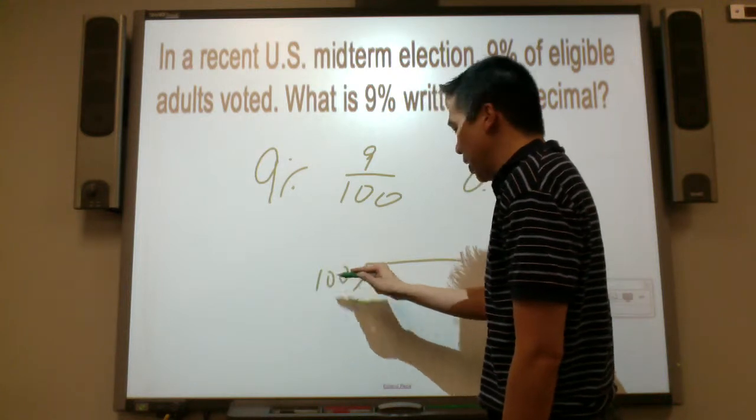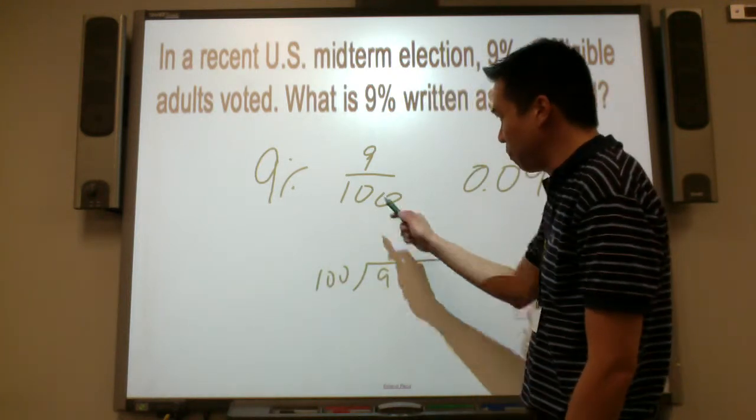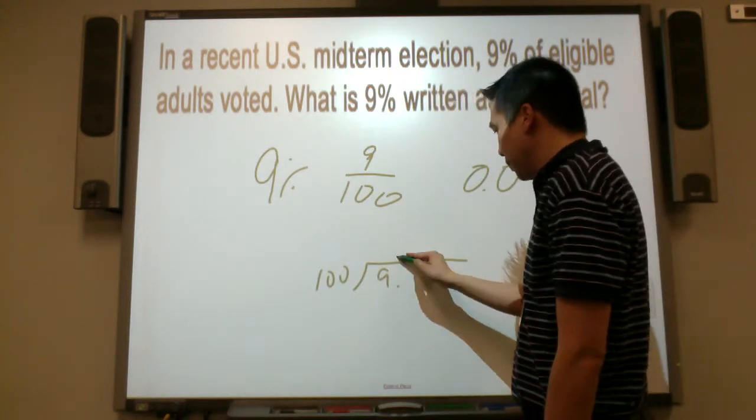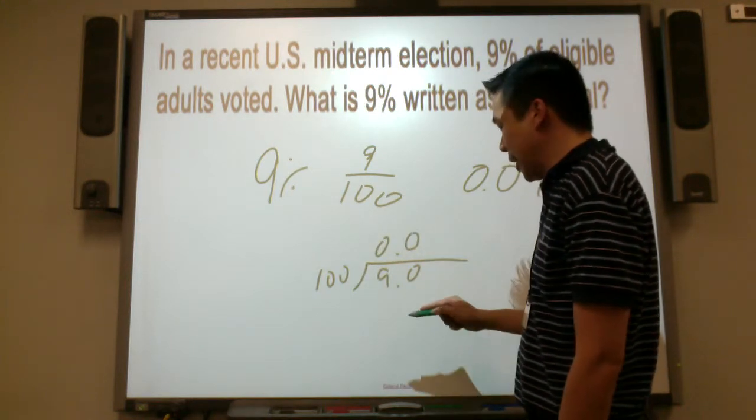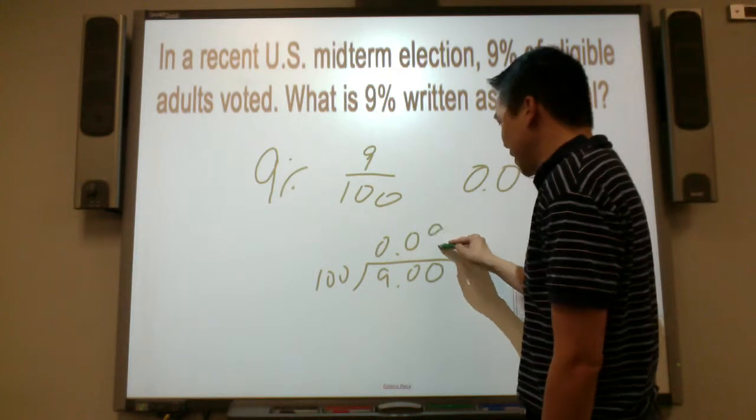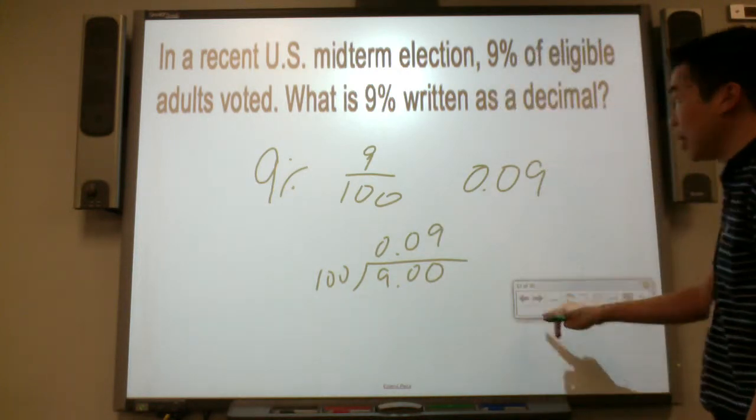9 divided into 100 groups, or 9 per 100. Can 100 go in 9? No. Can 100 go in 90? No. Can 100 go in 900? 9 times. So that's where the decimal comes in.